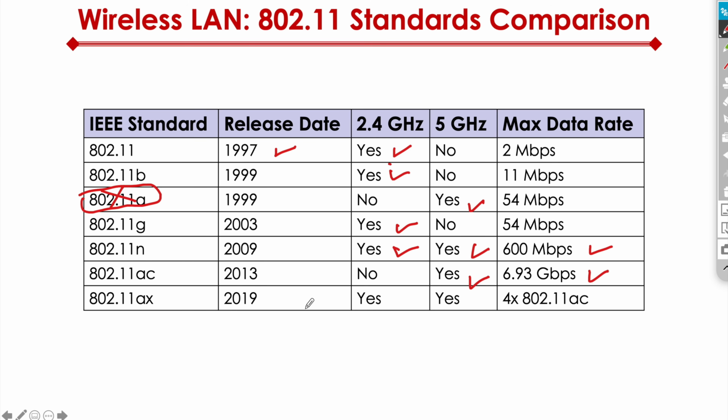This is the latest standard available today, supports both bands, 2.4 gig and 5 gig, and is 4 times the data rate of 802.11ac, which is absolutely insane. But to take advantage of this kind of throughput, you need all the wireless clients on your network that support 802.11ax. And that is the biggest challenge.